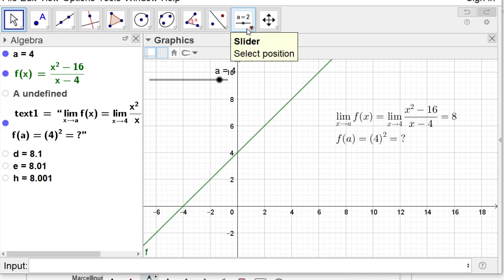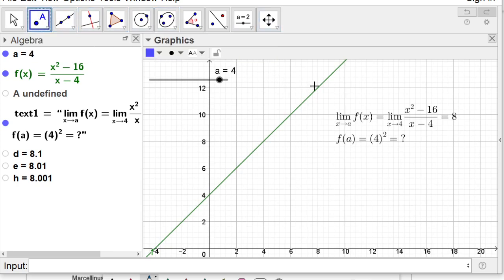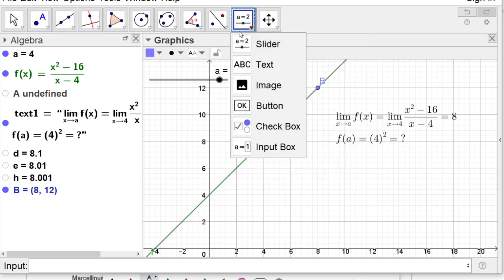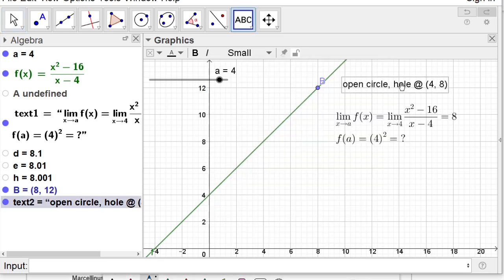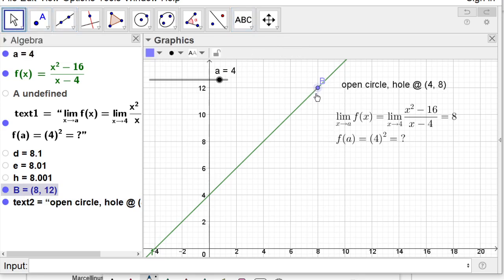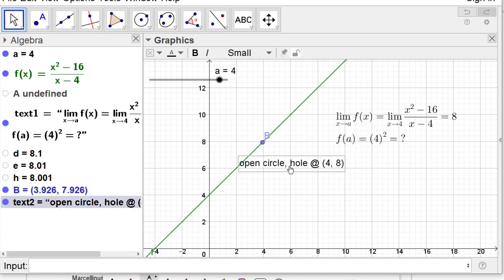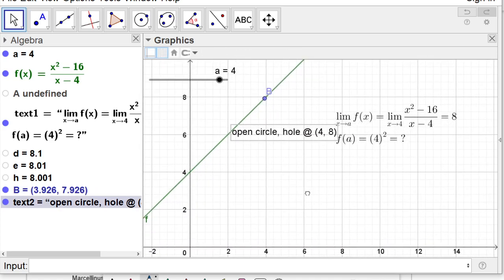And so if you had to draw this, right? You draw this graph and you draw an open circle right here, and you'd say open circle, hole at 4, 8, right? So that's where the hole is located. And sorry, I don't know why I've drawn it at 8, 12. It should be down here, sorry. Lost track of where we were. Okay, so there's a hole at 4, 8. The function isn't there, but the limit is there, right?